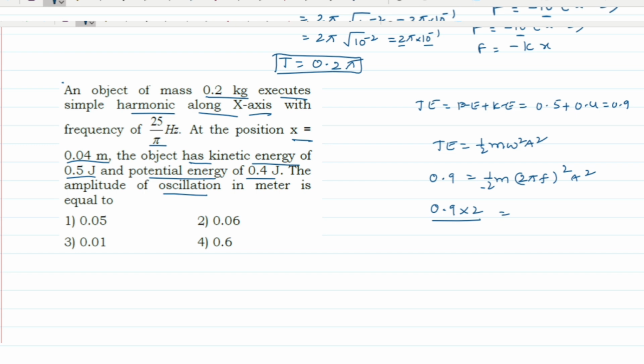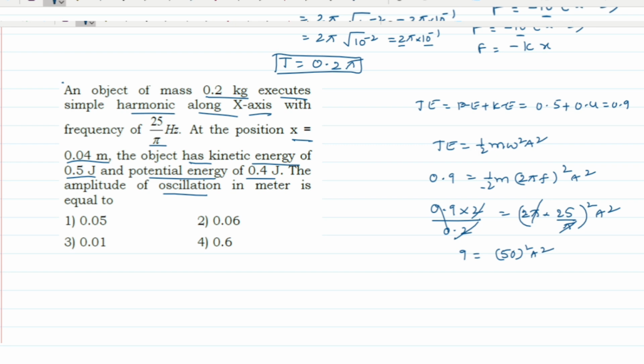This is mass value, it's given as 0.2 kg. So 0.2 also you have to bring this side. So here you can get 2 pi into f value, which is given as 25 by pi, whole square into a square. So these decimals you have to cancel. 0.9 by 0.2 is nothing but 9 by 2, so this 2 gets cancelled. Here we will be getting 9, which will be equal to, here this pi gets cancelled, 2 into 25 will be 50, and this is 50 whole square into a square.